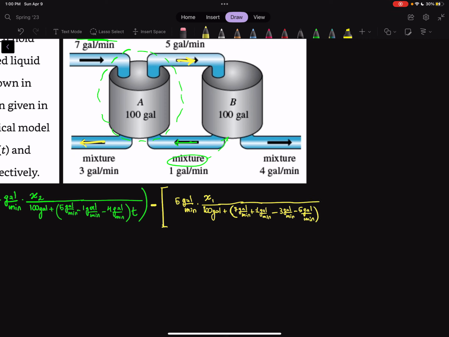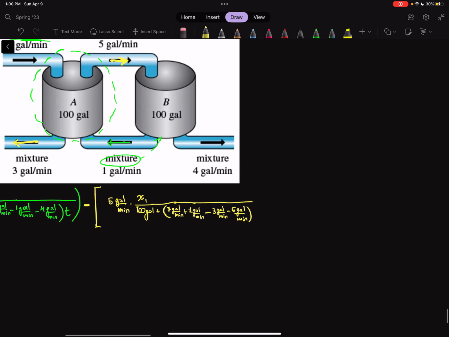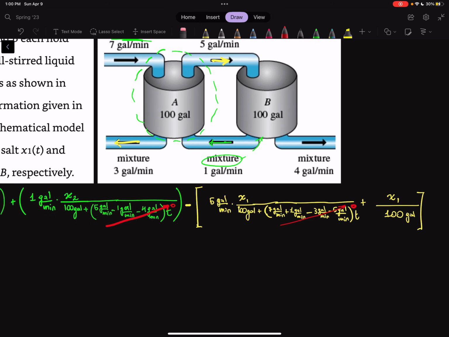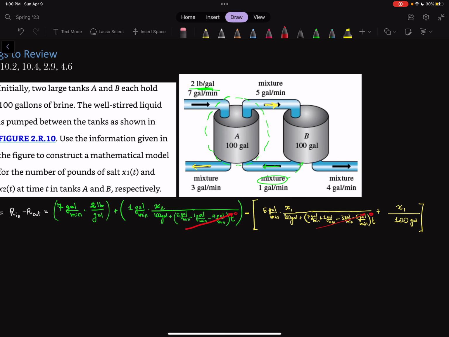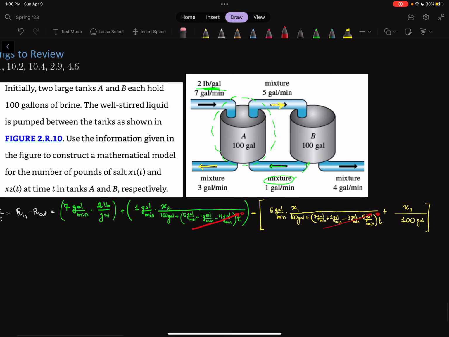And that's going to be from the top right. Now from the bottom left, we're going to add plus the mixture coming out from A, which is still x sub 1 divided by 100 gallons. I'm not going to rewrite the whole thing because I noticed that, first of all, I need to put a t in here. But this becomes 0, and this becomes 0 too. So it's saying that the net volume in there is always constant, because the stuff coming out in total is equal to the stuff coming in in total. So this is for tank A.